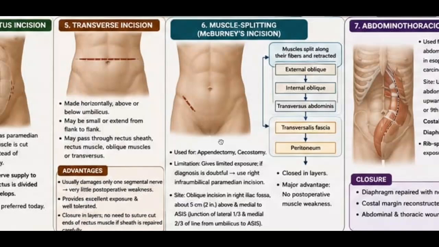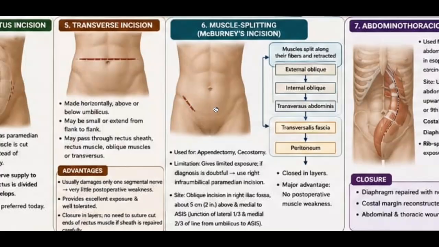That means near the McBurney's point. We have already studied the McBurney's point in our previous lecture, but I'm mentioning it again: if we draw a line from the umbilicus to the anterior superior iliac spine, then the point at the junction of the lateral one third and medial two thirds of this line is called the McBurney's point, so the incision is actually performed there.